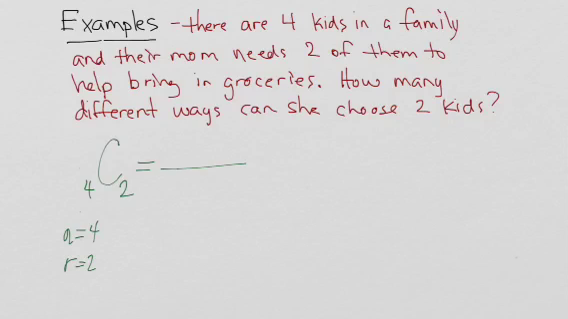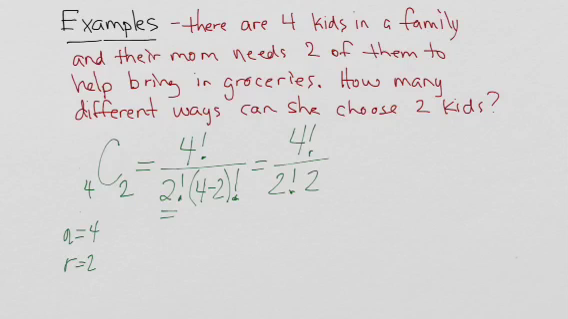So in the top, I get n factorial. That's 4 factorial. And then in the bottom, it's r factorial, and then a parentheses, n minus r, which would be 4 minus 2 factorial. So let's clean that up a little bit. So the denominator, I got a 2 factorial I'll be keeping. And then parentheses first. 4 minus 2 makes 2. So that becomes another 2 factorial.